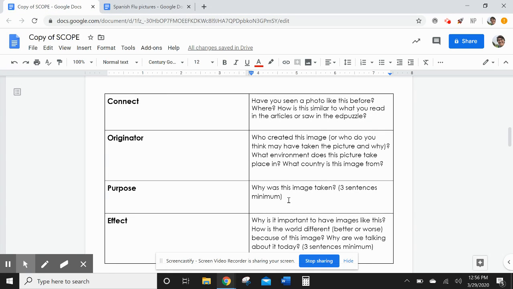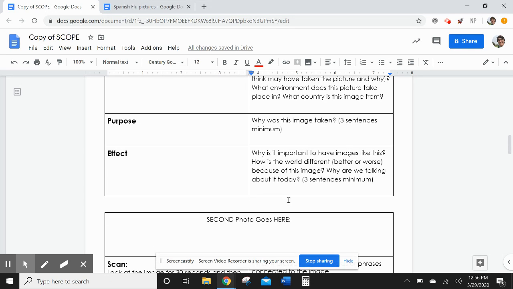Purpose. So why was this image taken? When someone's decided to take this image, what do you think was going into it? Why do you think that they thought that was something important for us to see? So about 3 sentences. This is more of your educated guess. We don't expect you to know the exact purpose, but based off what you're learning, seeing during COVID-19, considering what happened in the Spanish flu, why do you think that someone would want to take that kind of image?